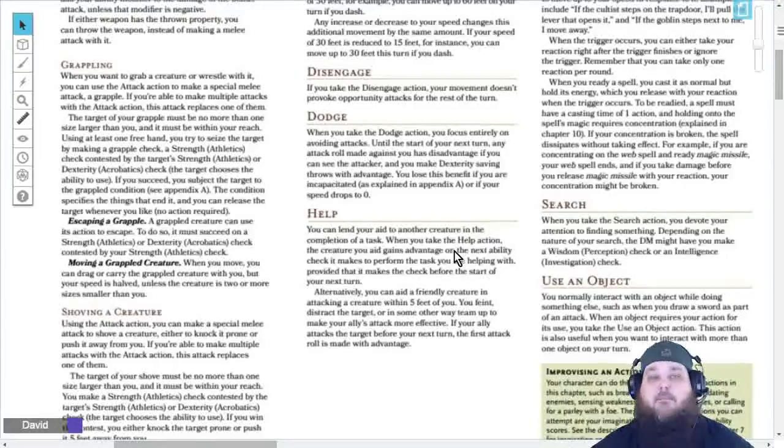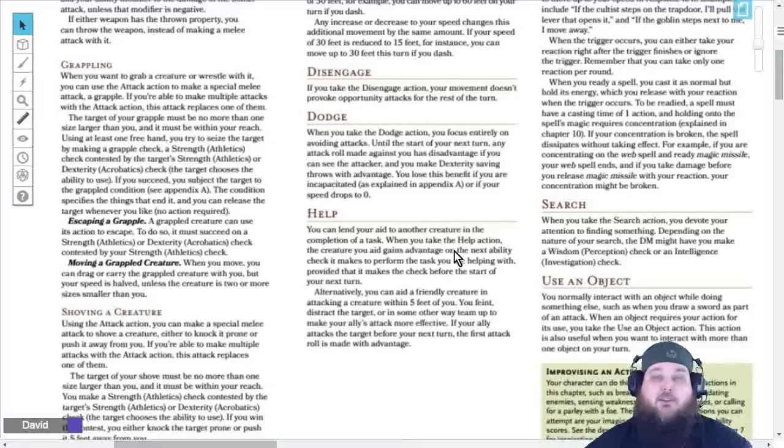So don't forget, Disengage is a standard action, unless you're like a rogue that gets a bonus action called Cunning Action, which we're not even going to get into in this video. Disengage, standard action. Make sure you have movement left. That is so important. I've seen so many people not have movement try to disengage, and it just didn't work.